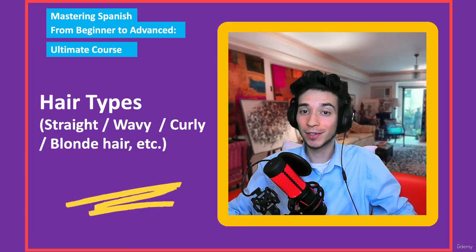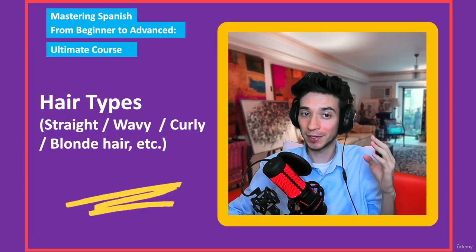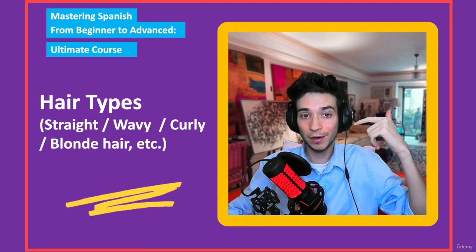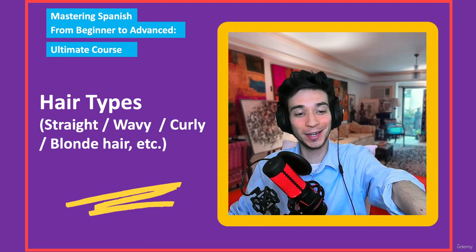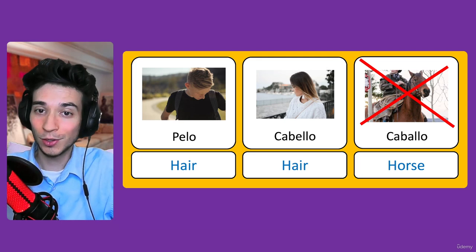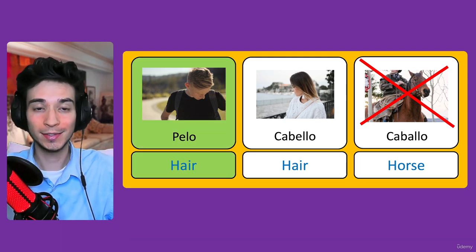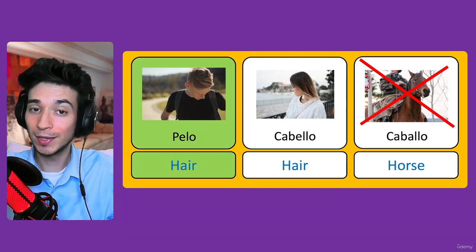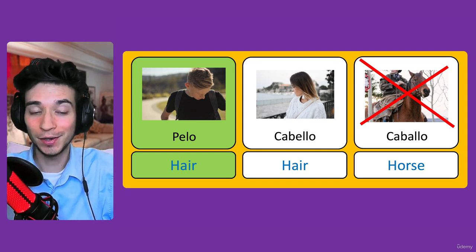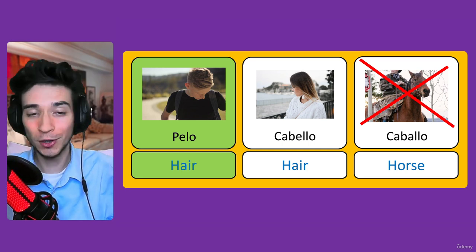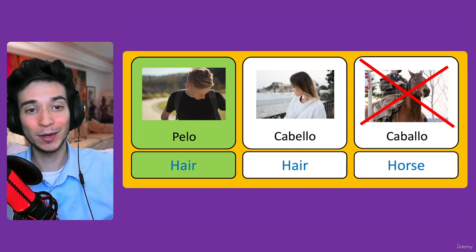Now we will learn some different hair types, such as straight hair, wavy hair, curly hair, blonde hair, black hair. Okay, so let's try it out. So the first word we have is pelo, which means hair. Pelo, hair, pelo. So we learned this one in the previous lesson, pelo.